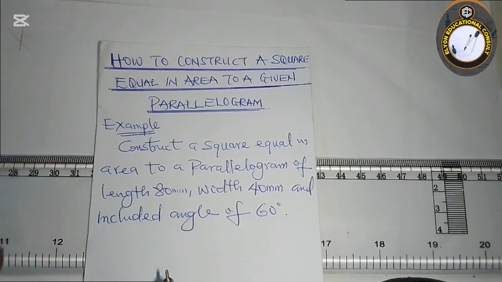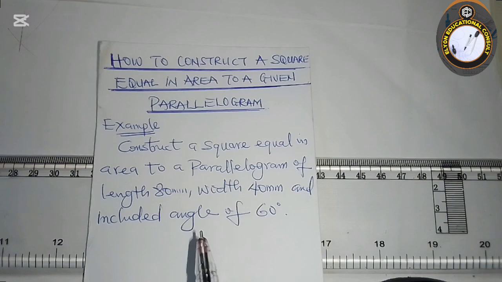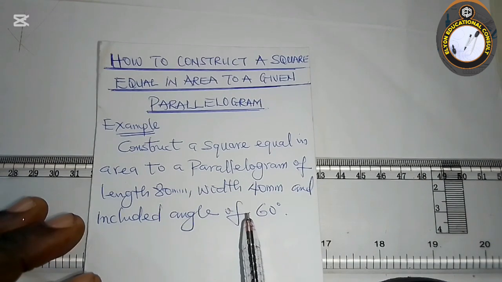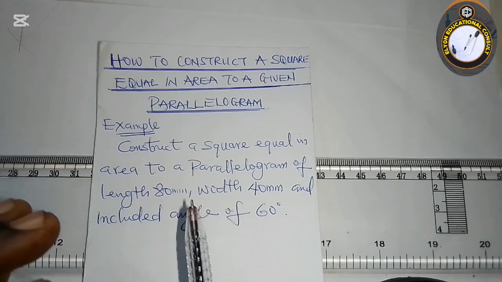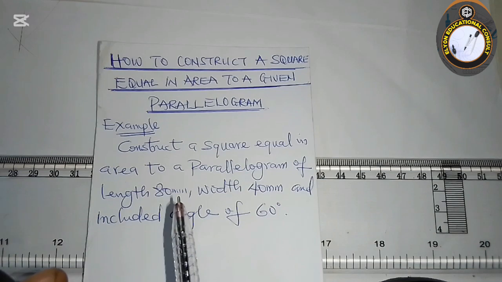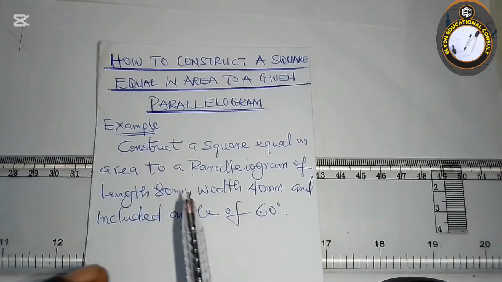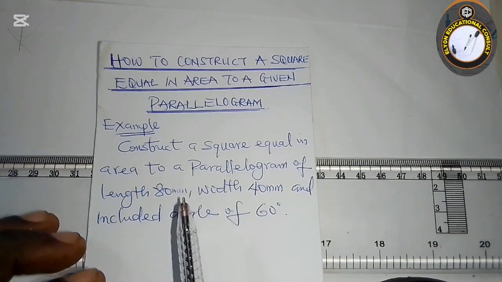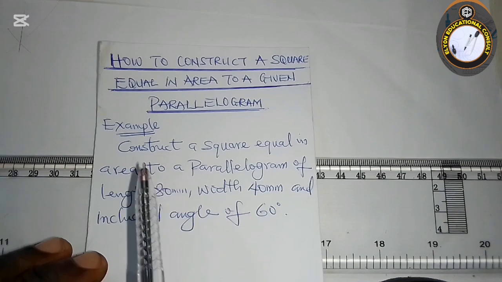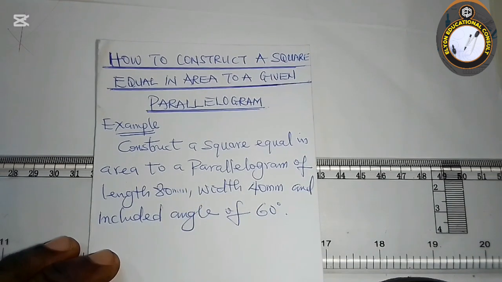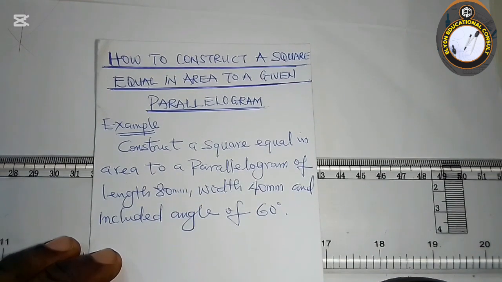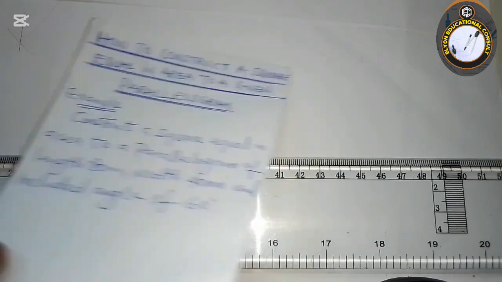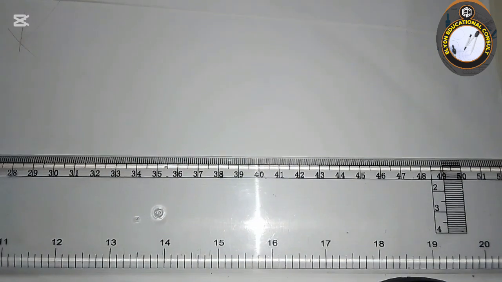So the first thing we are going to be doing is to construct the parallelogram. When we get the parallelogram, we are going to be drawing a square on it which is going to be equal in area to the given or constructed parallelogram. So I'm going to do this quickly now. I've done that in my previous video.